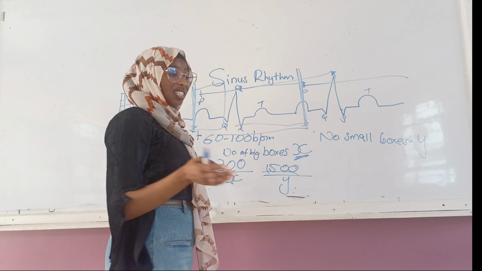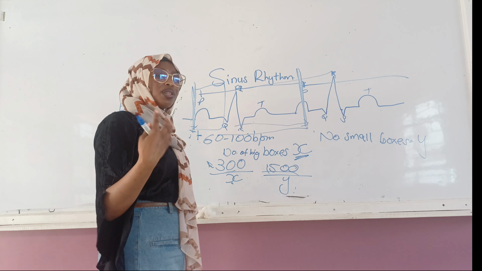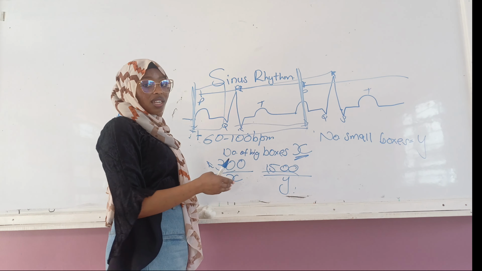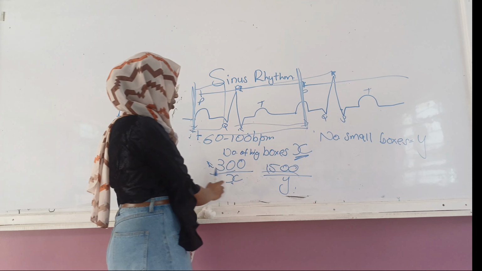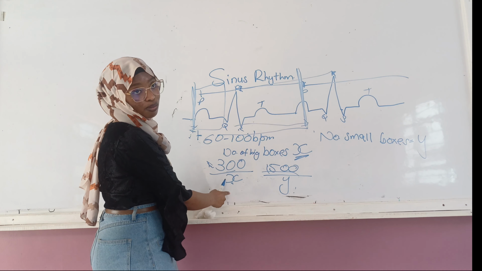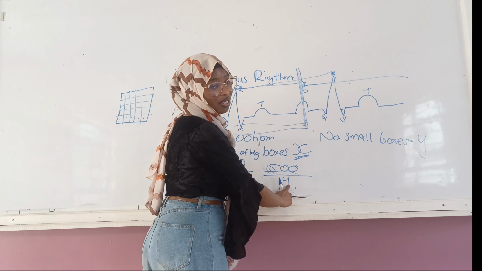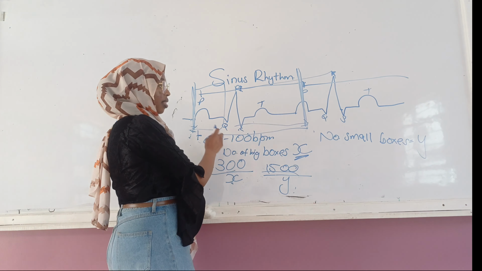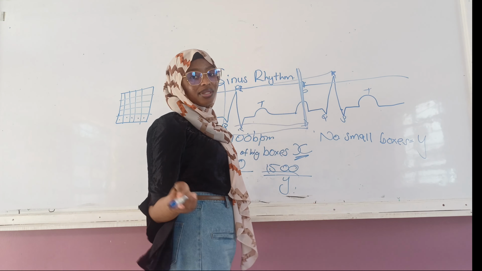And that's it. That's how you identify if the rhythm that has been presented to you is regular or irregular, and that's how you calculate the heart rate: using 300 divided by the number of big boxes, using 1500 divided by the number of small boxes, and also the number of P waves times 6.